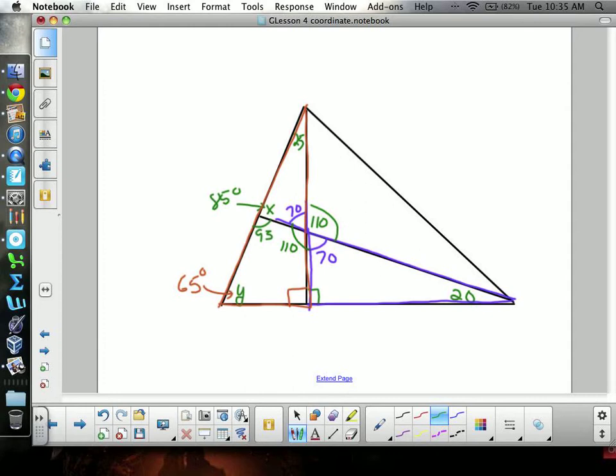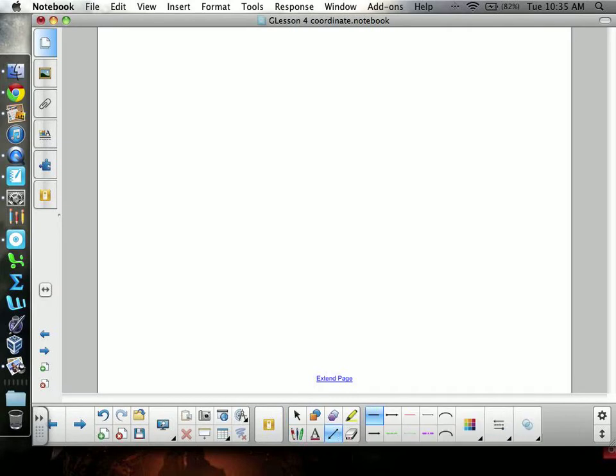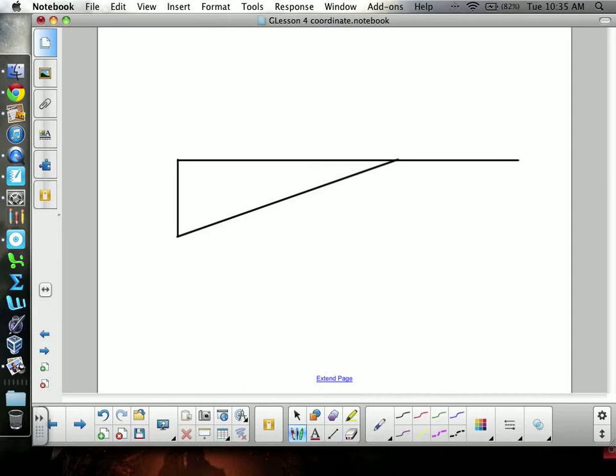Back a page. Alright, so you have 3x plus 2, right angle, and angle 1. Something like this. So right angle, this is 3x plus 2, this is x, and this is what we're looking for out here, angle 1. That's what we're looking for. Now, in order to find angle 1, we're going to have to solve for x first.